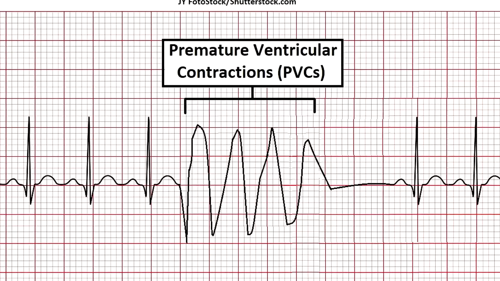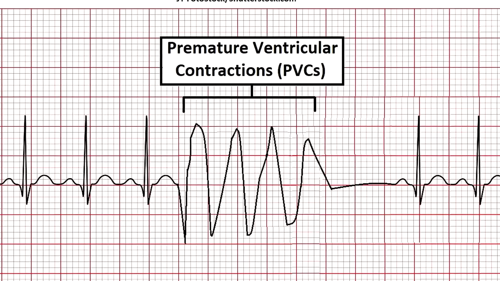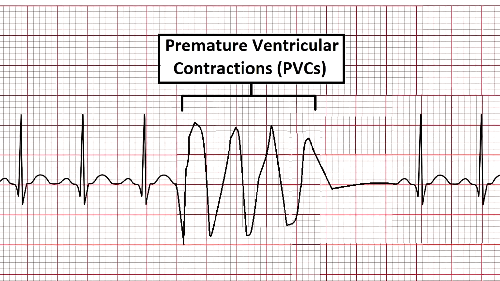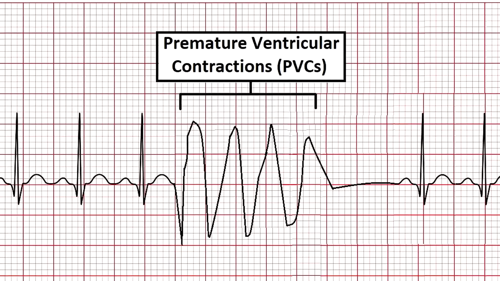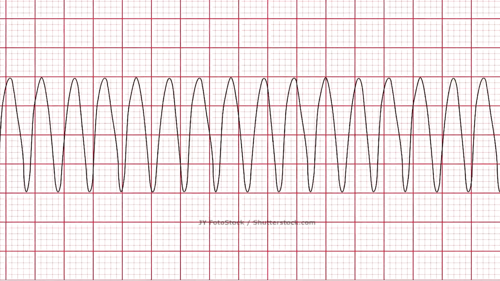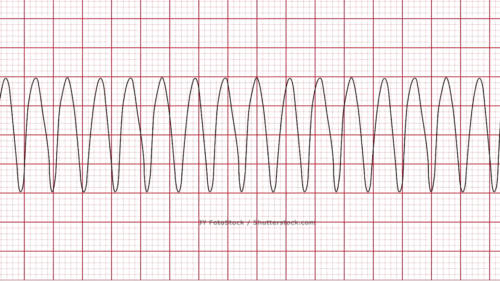Now, one thing you want to remember about this rhythm is that it can be short in duration and quit. For example, a patient can have a bunch of premature ventricular contractions, also known as PVCs, together, like 3 or more in a row, and we refer to this as VTach. Or this rhythm can be sustained, where it's just continuing.